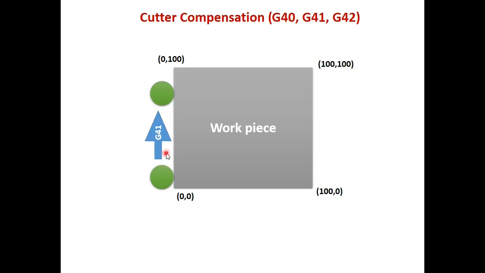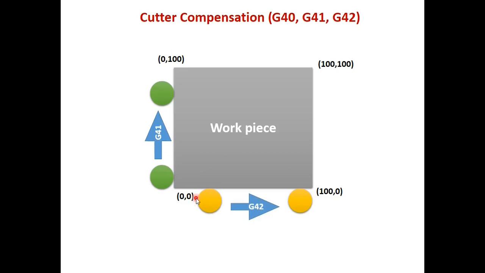But in this case I am following a clockwise path. If instead I follow anti-clockwise, the tool will come like this, then go to this 100, and follow like this. In this case, if I'm seeing from the back, the tool is on the right side and the workpiece is on the left side. That is completely reverse. So that's why we have to use G42.